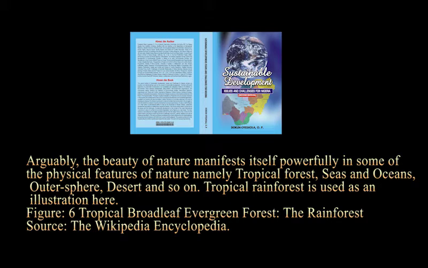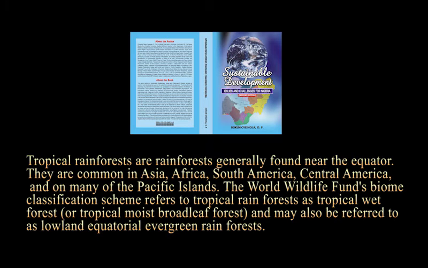Figure 6. Tropical broadleaf evergreen forest, the rainforest's source, the Wikipedia Encyclopedia. Tropical rainforests are rainforests generally found near the equator. They are common in Asia, Africa, South America, Central America, and on many of the Pacific islands. The World Wildlife Fund's biome classification scheme refers to tropical rain forests as tropical wet forest, or tropical moist broadleaf forest, and may also be referred to as lowland equatorial evergreen rain forests.